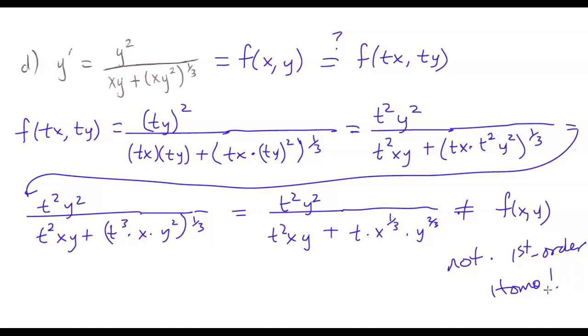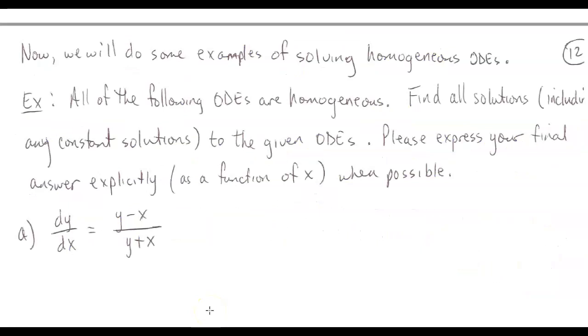All right, so the next set of examples that I'm going to do are going to be examples where we know that they're homogeneous, so we're not going to go through this whole process here, but we will go through the process of actually solving the homogeneous equations for their solutions. So this will be the first example where we actually solve our homogeneous equations for solutions. We already know that all of these are homogeneous. So what we want to do is solve them for all the solutions. And that means both constant and non-constant solutions. And we want to express our final answer explicitly as a function of x whenever we can do it.